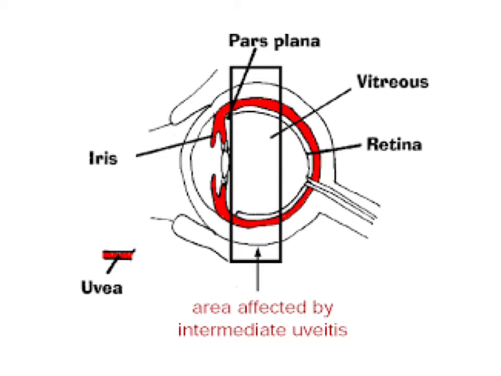Pars plana is the posterior part of the ciliary body. The anterior part, which is called the pars plicata, if it is inflamed, it is a type of anterior uveitis. But in intermediate uveitis, the inflammation is present in the pars plana of the ciliary body and the extreme periphery of the retina and the choroid, and in between, the anterior vitreous.